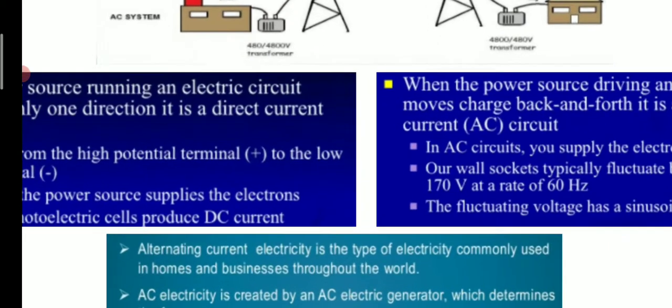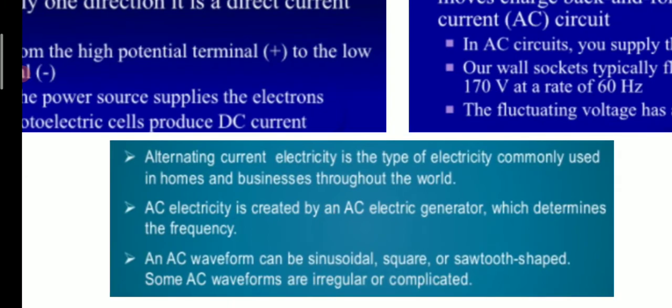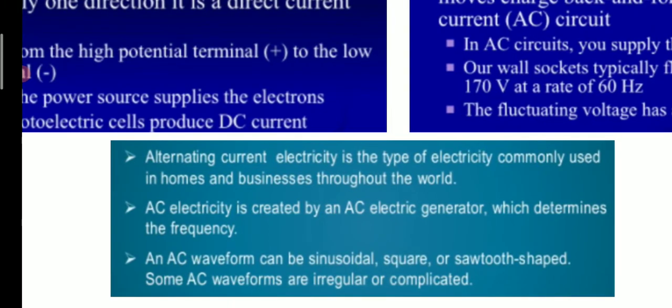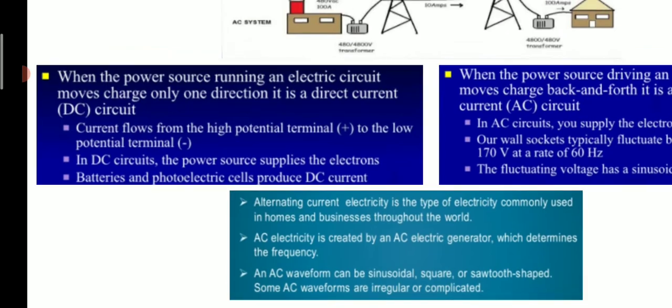So, the most widely used current is AC current. Alternating current electricity is the type of electricity commonly used in homes and businesses throughout the world. AC electricity is created by an AC electric generator, which determines the frequency. An AC waveform can be sinusoidal, square or triangular shaped. Some AC waveforms are irregular or complicated also.